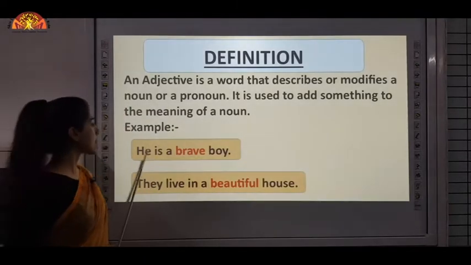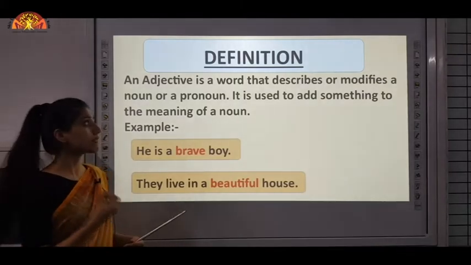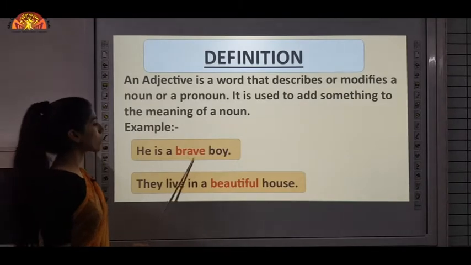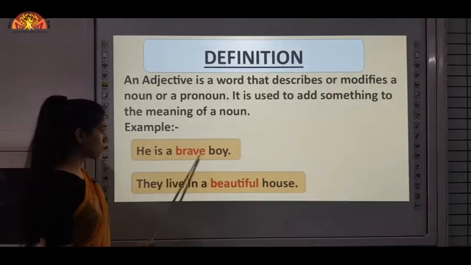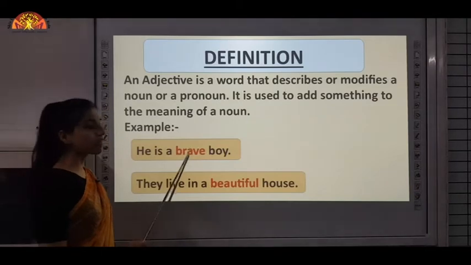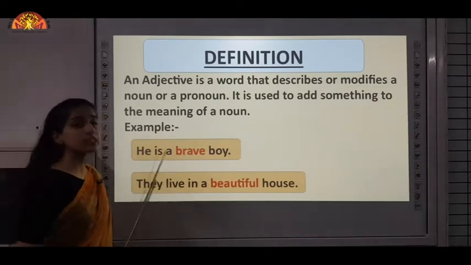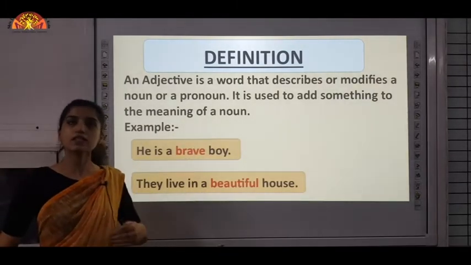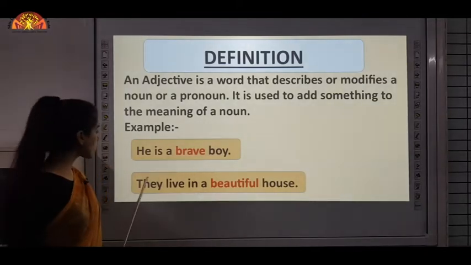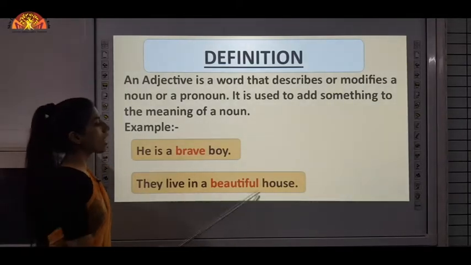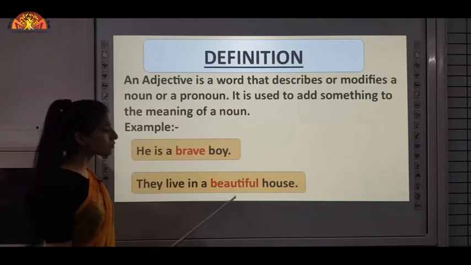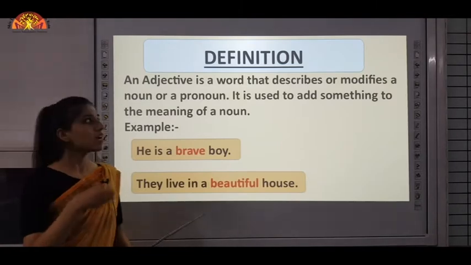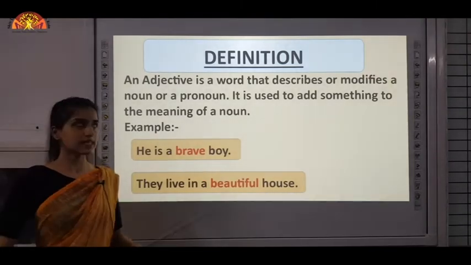Now let's look at some examples and understand how they are used in a sentence. He is a brave boy. Here the word brave is describing the boy. So brave is the describing word, and we can say brave is an adjective, because it is describing the boy. In the next example, they live in a beautiful house. Here the word beautiful is describing the house they are living in. So beautiful is a describing word and we can call it an adjective.